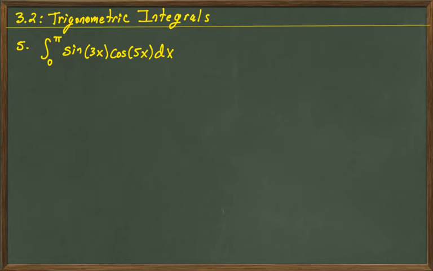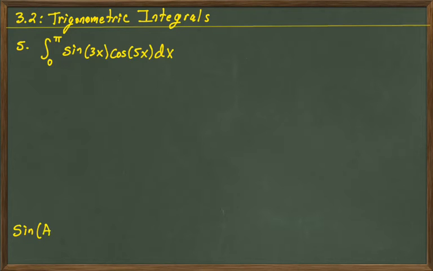So we're going to look at a definite integral here, and this is the integral from 0 to pi of sine 3x times cosine 5x dx. And so we're going to have to get a formula from pre-calculus. I think we call it a product to sum.